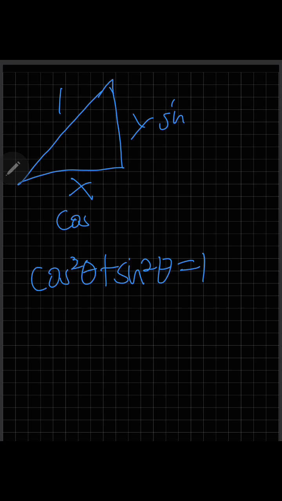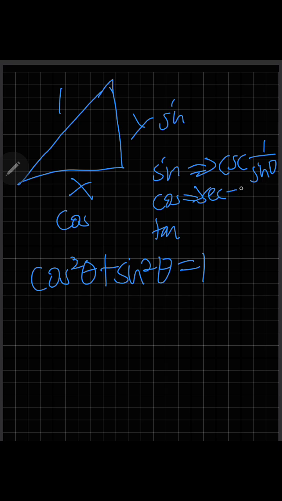So let's talk about some trigonometric identities. Now before we mention that, we have to mention some of the reciprocal identities. So sine, cosine, and tangent. Now, if you know cosecant, this is basically the reciprocal of sine. And then if you know sec, that is the reciprocal of cosine. And if you know cotangent, it's the reciprocal of tangent.